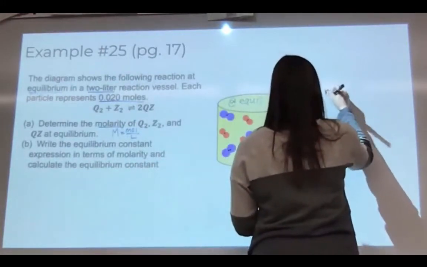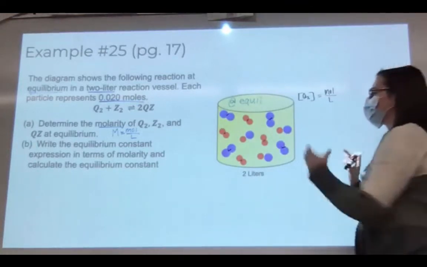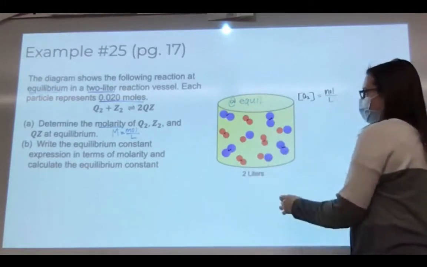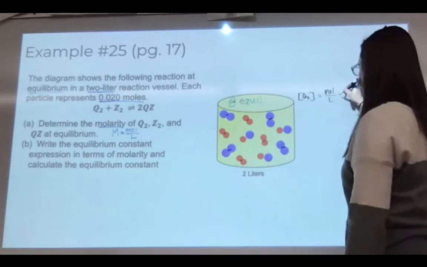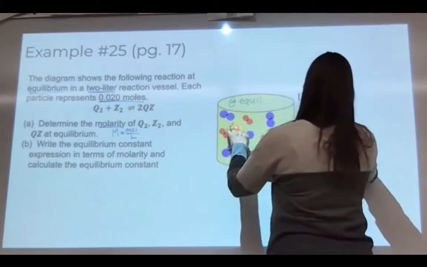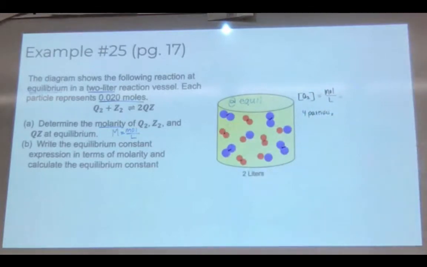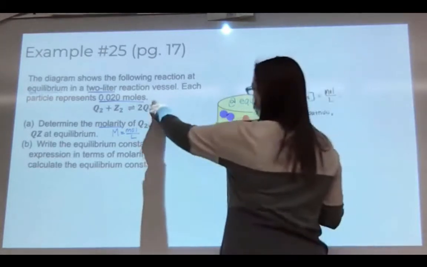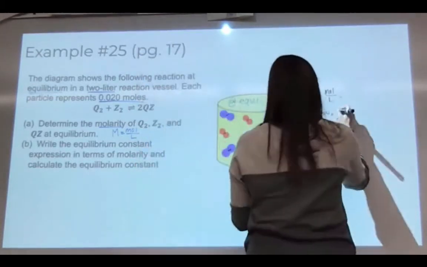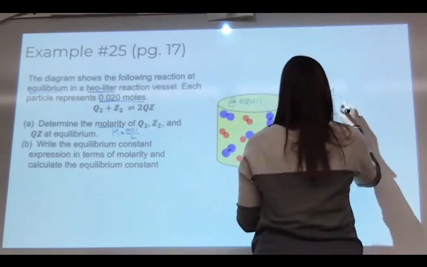So there are 4 particles. I need moles over liters. So for molarity, this is going back to particle diagrams. Counting is really important. So there are 4 particles of Q2. Now, the problem tells us that each particle is not 1 mole. It tells us that each particle is 0.02 moles. Now, could you do this without showing the work I'm about to show? Yeah, you could. I'm just showing you so you know how we get what we get.